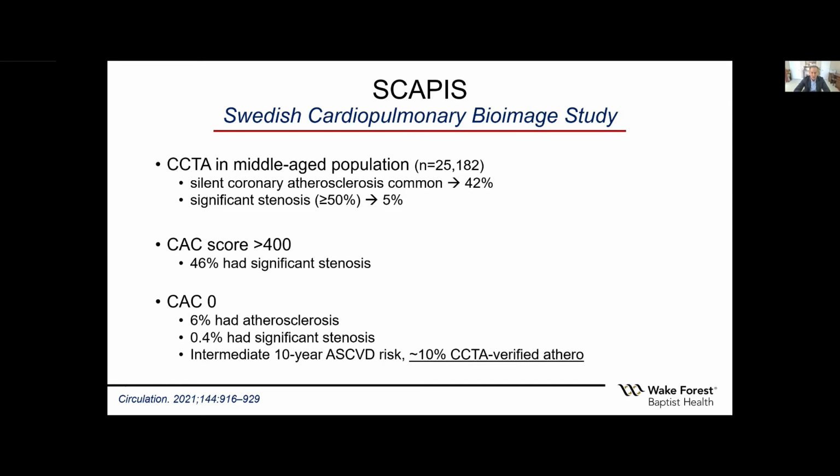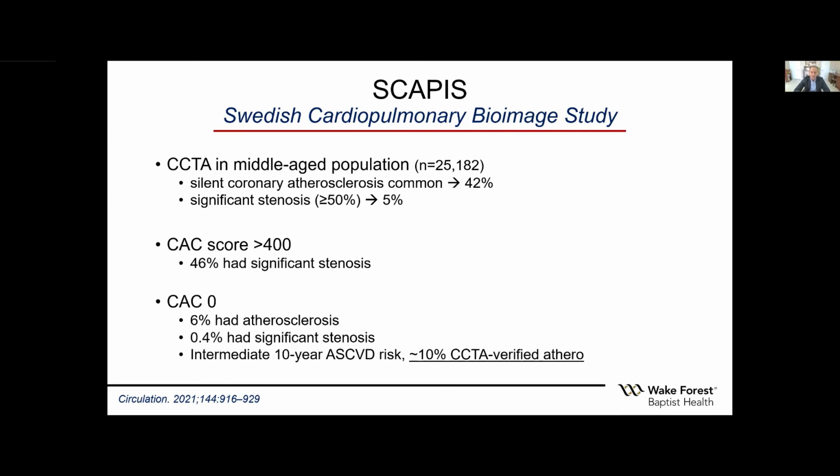But perhaps even more interesting is the group with a coronary calcium score of 0, a group that is discussed a lot, the so-called power of 0. Well, in this study, 6% of individuals with a coronary calcium score of 0 had atherosclerosis. A minority had a significant stenosis, but I think they did something very interesting.